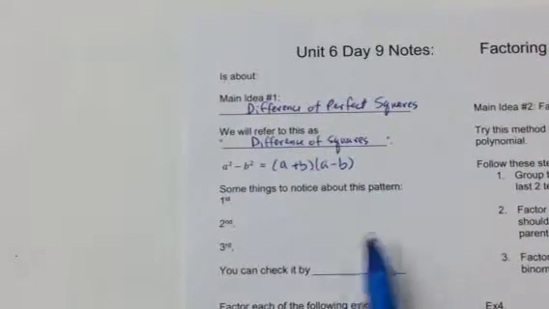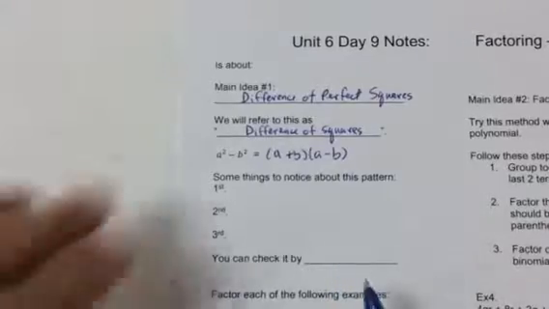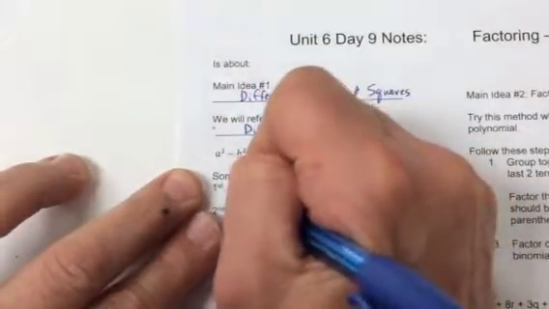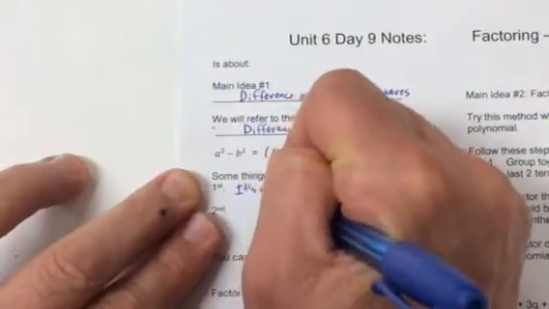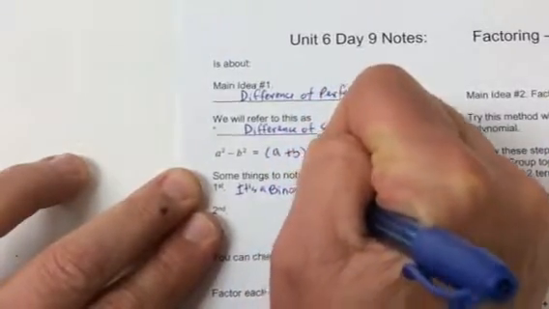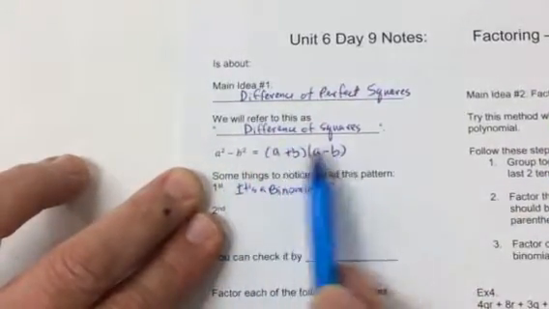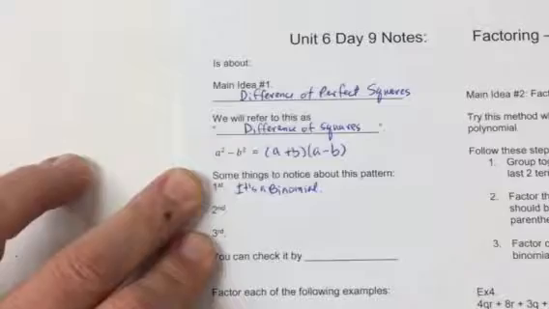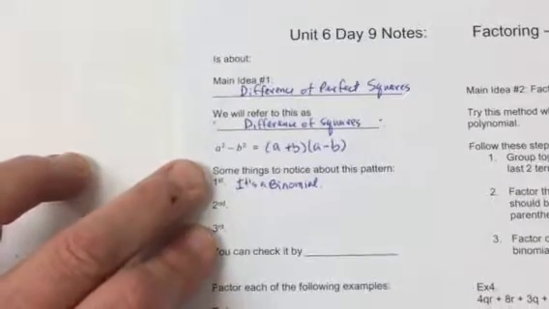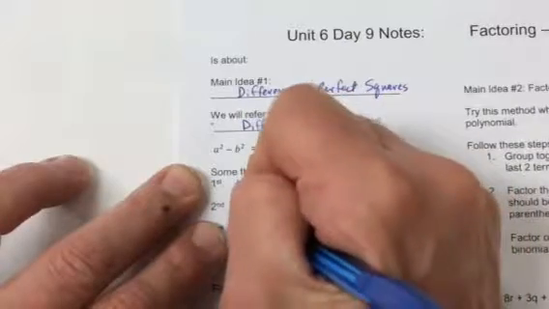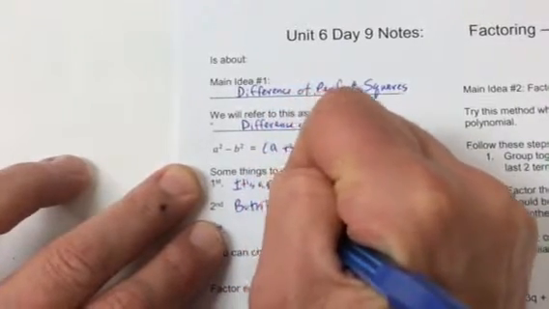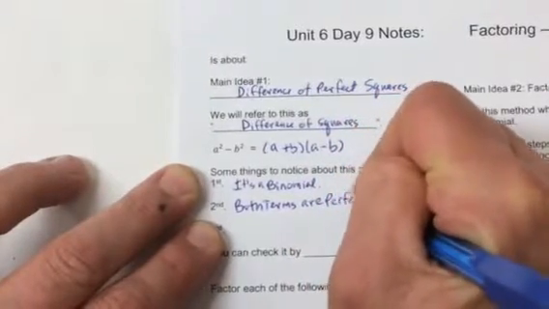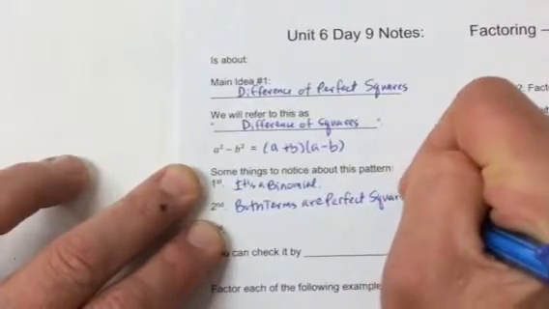So let's talk about a few things. Let's write down a few things about this pattern here that's pretty important. Number one, a squared minus b squared is a binomial. So we're starting with a binomial, and it factors into two binomials. It is the only binomial that's going to factor into two binomials. The next thing that I want to point out is that both terms are perfect squares.